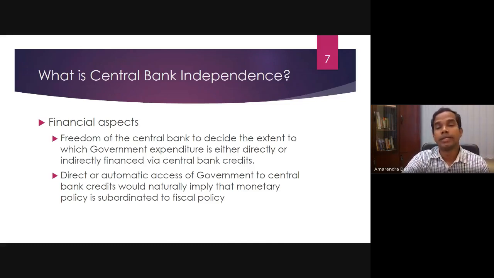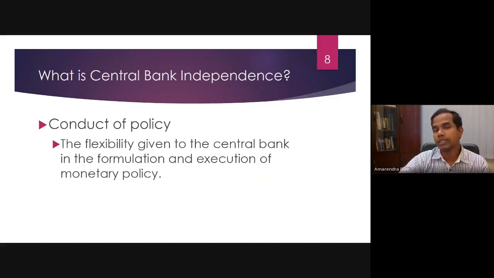Now, direct or automatic access of the government to central bank credit would naturally imply that monetary policy is subordinated to fiscal policy. So automatic monetization of the deficit should not happen. If that happens, then we can say that fiscal policy is overly dominating monetary policy. So that is the second dimension.